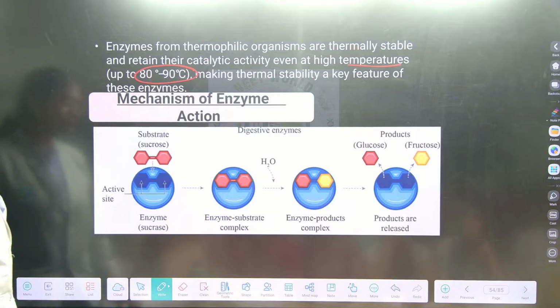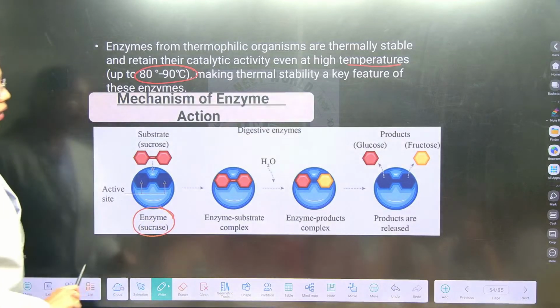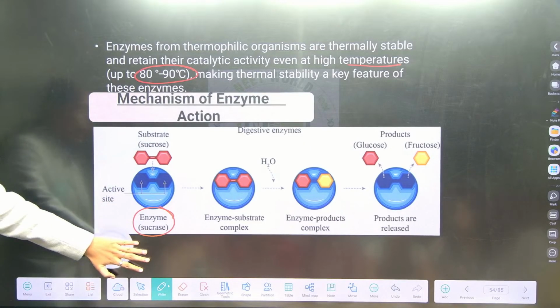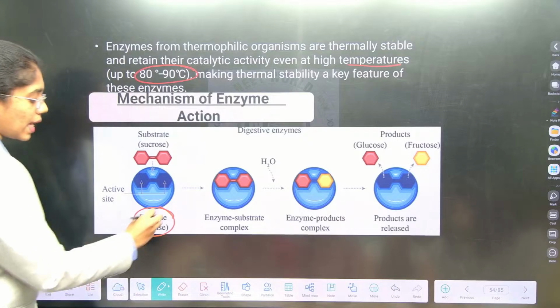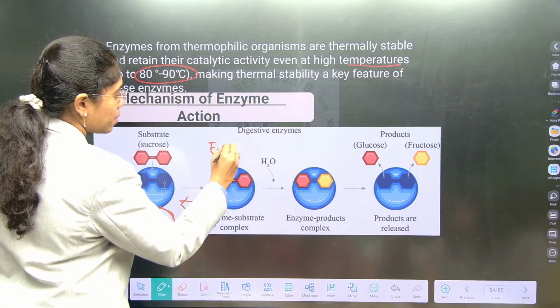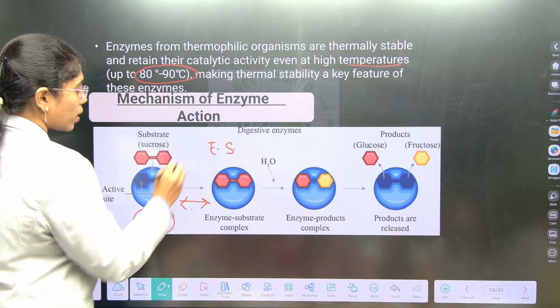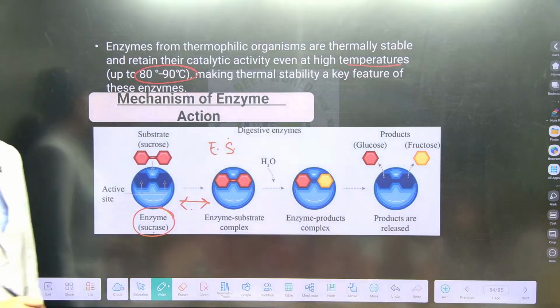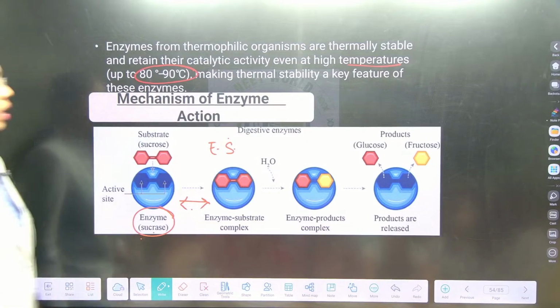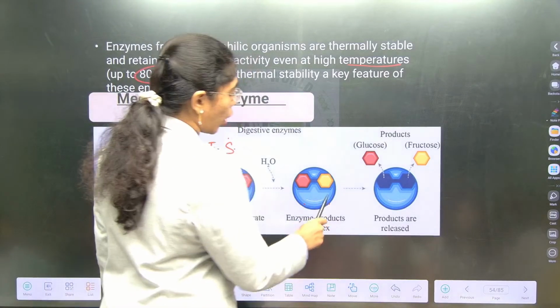So, if you consider the enzyme sucrase, we have to learn the mechanism of enzyme action and the two hypotheses which are proposed to explain it. When the enzyme sucrase is adjoined with the substrate, it forms an enzyme substrate complex. Sucrose is the substrate, sucrase is the enzyme. Then it forms the enzyme product complex.